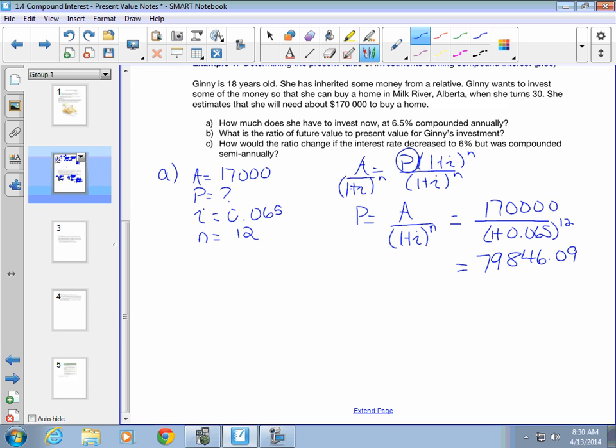Of course, you could do this on the graphing calculator. This would be your future value, this is what you're trying to find, and your interest and your N. Because it's compounded annually, your CY and your PY would equal 1.